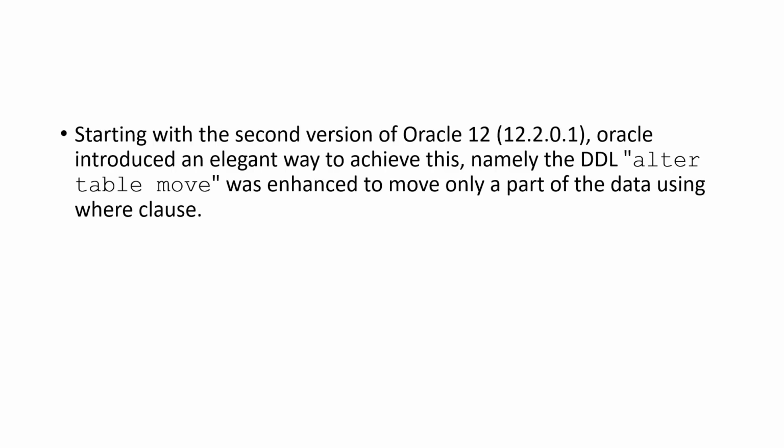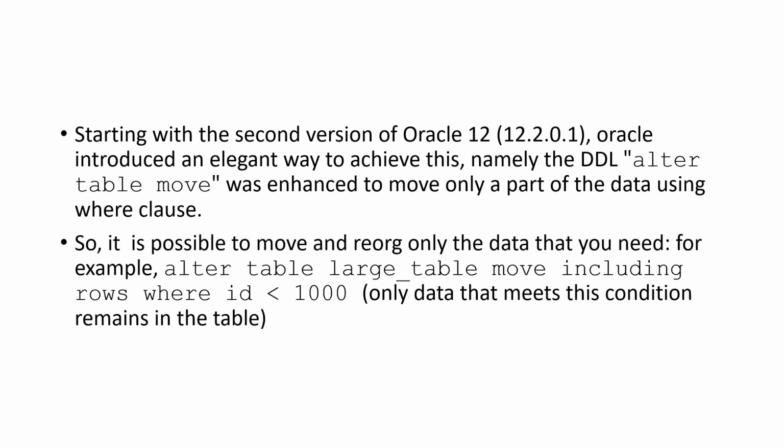Starting with the second version of Oracle 12, Oracle introduced an elegant way to achieve this. Namely, the DDL alter table move was enhanced to move only a part of the data using filters. So it is possible to move and reorg only the data that you need. For example, alter table large_table move including rows where ID smaller than a certain value. Only data that meets this condition remains in the table.